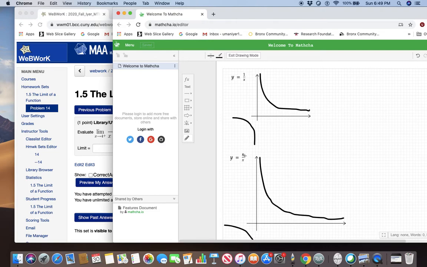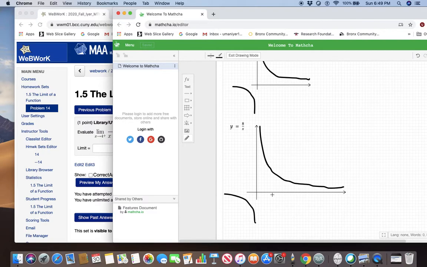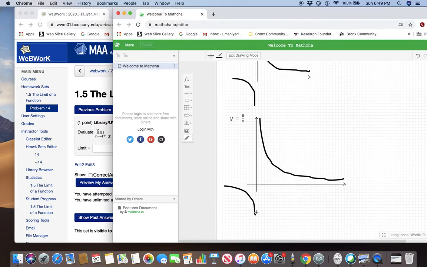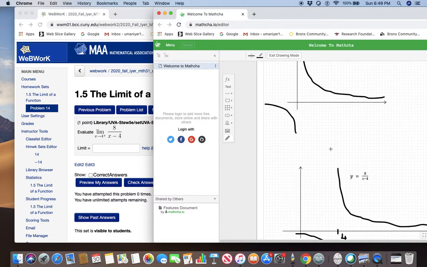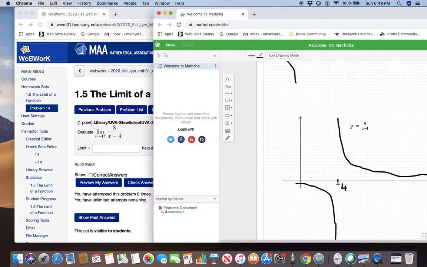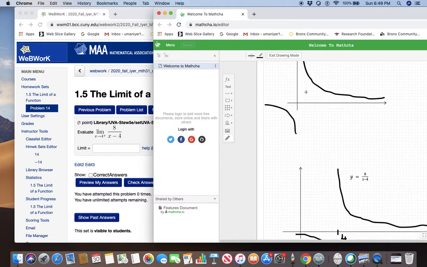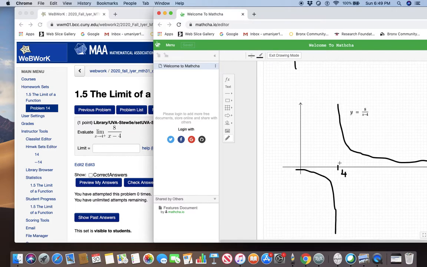This is a vertical scaling because you're multiplying by 8. So it looks the same, but it is simply scaled up. It is a steeper growth. Now what we want is 8 over x minus 4, so you want to shift on the x-axis. When you subtract 4, you shift to the right. So the graph of 8 over x is shifted right by 4, and that is your graph.